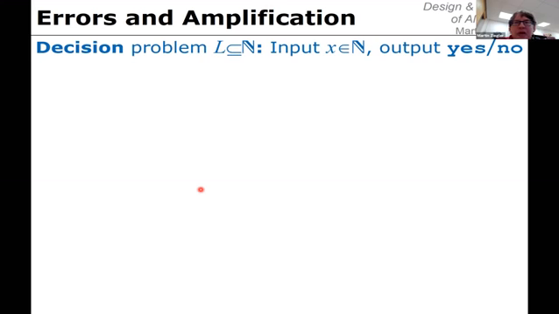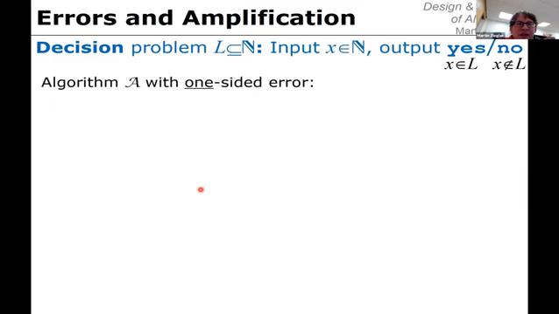But here we talk about decision problems. And so the answer should be yes if x belongs to L. The answer should be no if x does not belong to L. And we're going to consider randomized algorithms with one-sided error and with two-sided error. And one- and two-sided errors come in these two categories: false positives and false negatives.